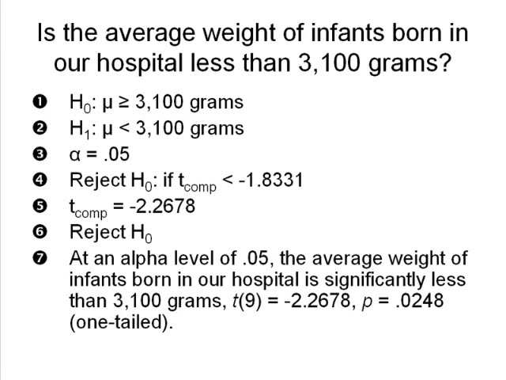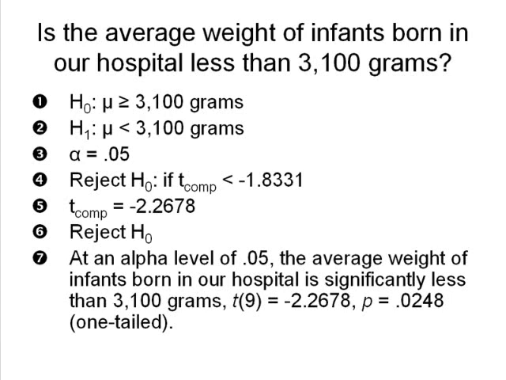Then we say our alpha. Step 3 is our probability that we're willing to be wrong. In this case, 0.05. Step 4, we put a rejection rule. This is, at this probability, what would we have to get for t before we could decide to reject the null hypothesis? Step 5, we use Excel to find the t-comp. In this case, we got negative 2.2678. Step 6, because by our rejection rule we get to reject H0, we reject H0. Step 7, we write our conclusion.